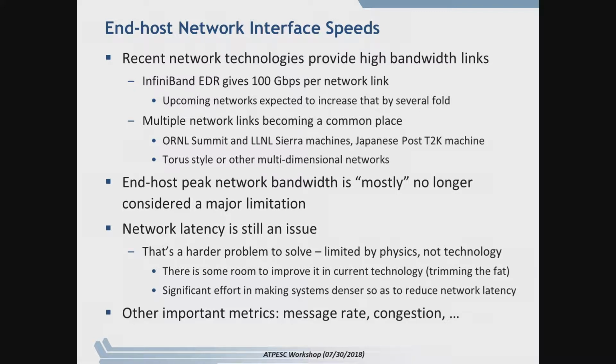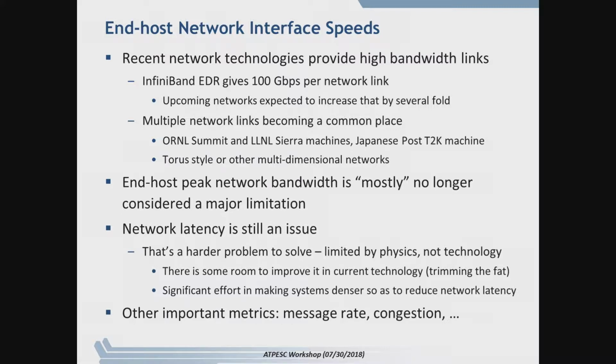As I mentioned, multiple network links are becoming commonplace on HPC systems. Summit and Sierra both have dual-rail InfiniBand. The Japanese post-T2K machine also has multiple network links. Torus-style networks and things like that already have built-in multiple links. So that's definitely more commonplace these days.